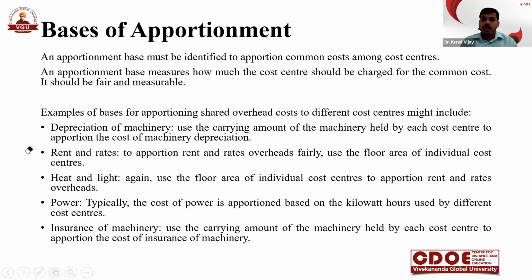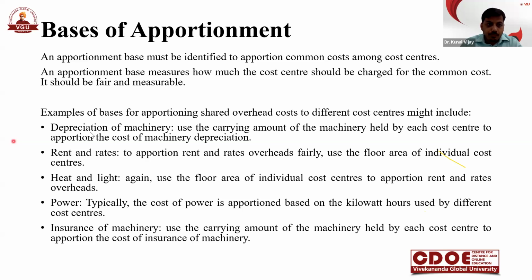Suppose there is a single machine which is used by different products. Now you will have to check how much time is spent for a particular product. Okay, so according to that, depreciation will be provided to a particular product. Then after that, rent is there. So if I talk about rent, rental rates, then it will be divided by the floor area of individual cost center. Okay, so rent will be divided according to the individual cost center area.